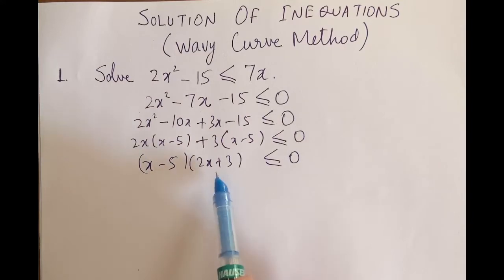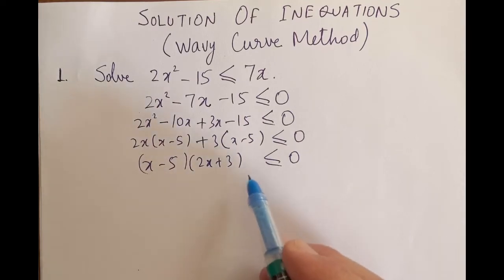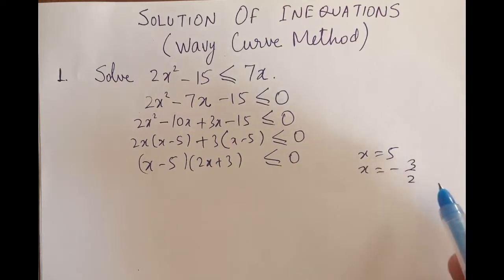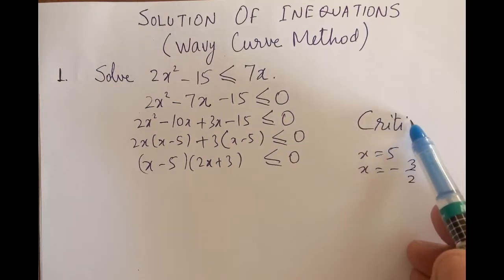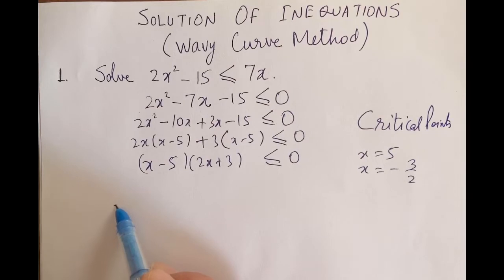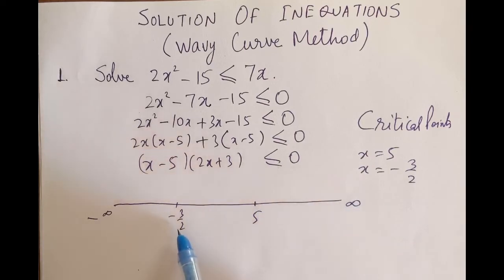Now we have two linear factors. We put each equal to 0. So x minus 5 is equal to 0 gives us x is equal to 5, and 2x plus 3 equal to 0 gives us x equals minus 3 by 2. These are the two critical points. So we write the critical points on the number line. This is minus infinity to plus infinity, smaller critical point to the left and greater one to the right. Then these two critical points divide the number line into three parts: 5 to infinity, minus 3 by 2 to 5, minus infinity to minus 3 by 2.